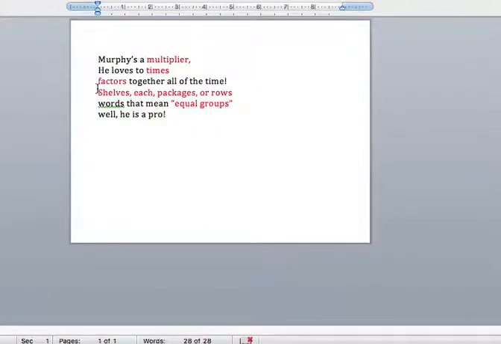Okay. Shelves, those make you think of rows. Each makes you think of equal groups. Packages makes you think of equal groups. Rows also make you think of equal groups. Another word that we saw in there was tiles. Tiles are laid in equal rows and equal groups. So Murphy's a multiplier. He loves to times factors together all of the time. Shelves, each, packages, or rows. Words that mean equal groups. Well, he is a pro.